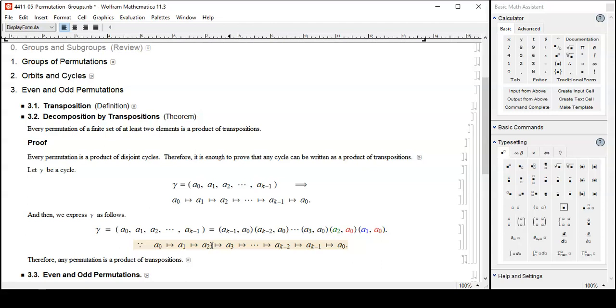Now, how about A2? A2 does not appear here. A2 goes to A0, and then A0 goes to A3, and then A3 does not appear here anymore. The next we have A4, A0, and then A5, A0, and so on and so forth. You see? So A4 will not appear here anymore.